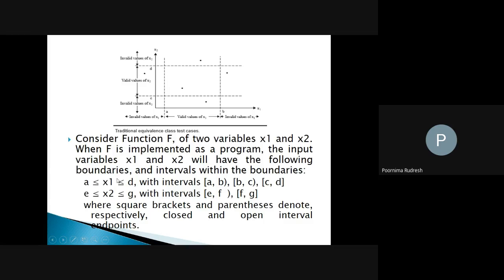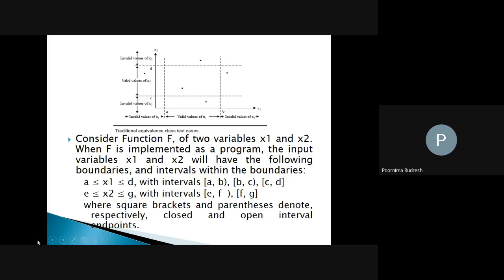So the values ranging between a and d are the valid inputs, and the values outside the range a and d are treated as invalid inputs. Similarly for x2, the values range from e to g, e ≤ x2 ≤ g, which indicates that the value of x2 varies from e to g. Whatever values reside within the range e to g, we consider them valid inputs, and the others invalid inputs.